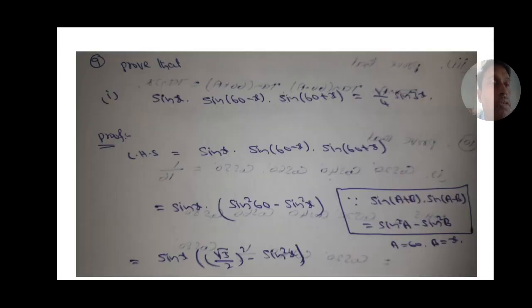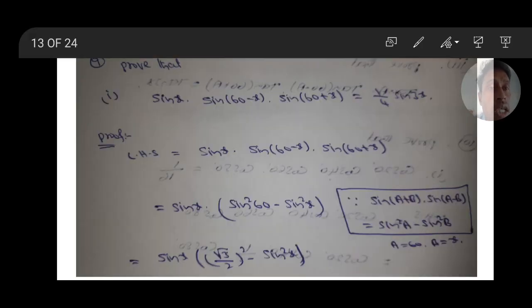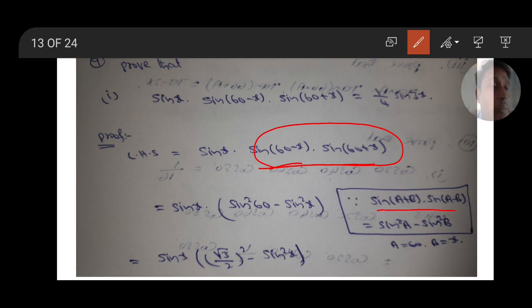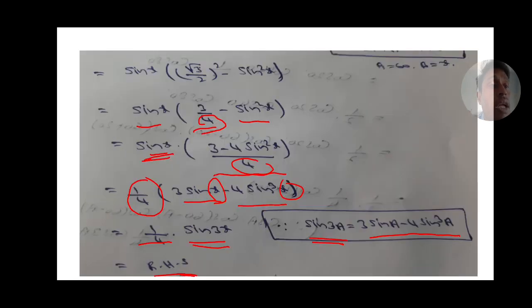It is very important. We will use it as a formula also. Sin x into sin 60 minus x sin 60 plus x. For these two terms we are using the formula sin of a plus b into sin of a minus b, that is sin square a minus sin square b, because RHS is in terms of sin. Here a equal to 60 and b equal to x. Therefore sin square 60 minus sin square x. Sin square 60 is root 3 by 2 whole square and minus sin square x, and simplify, you get the answer.